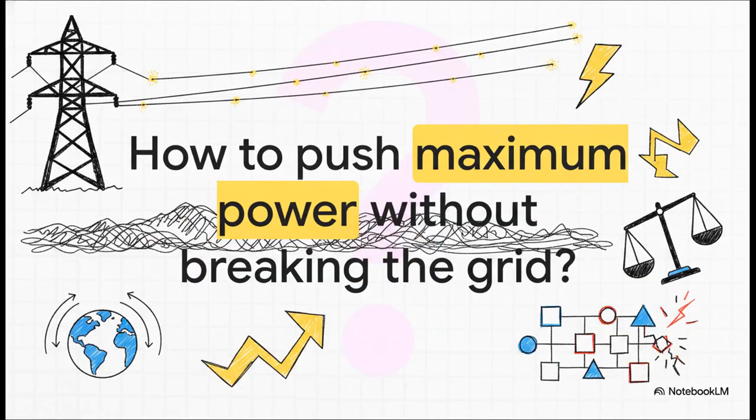So here's the big question. How on earth do we push maximum power through a wire without just breaking the grid? It sounds simple, right? But this is the fundamental high-stakes problem of transmission engineering. We have to transmit massive amounts of power over huge geographical distances, and we have to do it without suffering a catastrophic loss of voltage control. It's an extreme balancing act, folks. If we get the math wrong here, the whole system collapses.